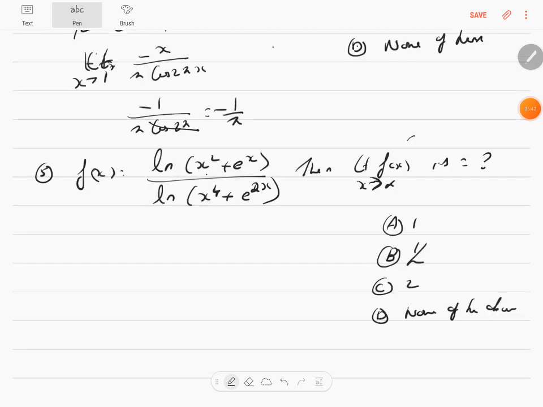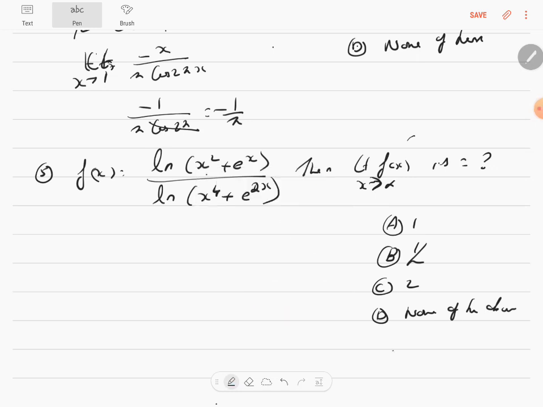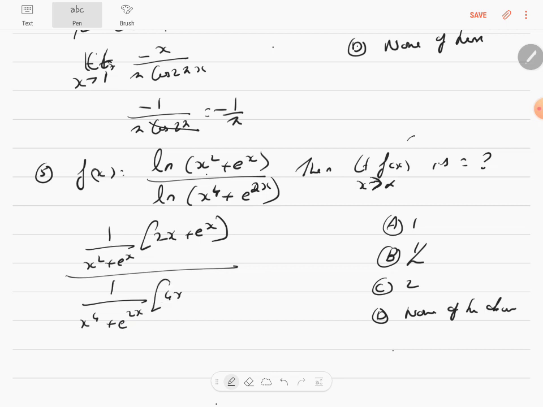So this is another question. You have to find the limit when x is tending to infinity. Okay, so then let's just differentiate the numerator and denominator. So 1 by x square plus e to the power x into 2x plus e to the power x is the L'Hopital rule I'm trying to apply. 1 by x to the power 4 plus e to the power 2x into 4x square plus 2 into e to the power 2x.